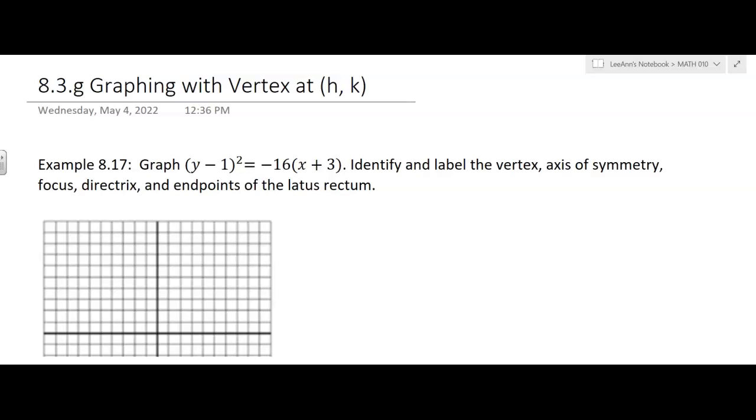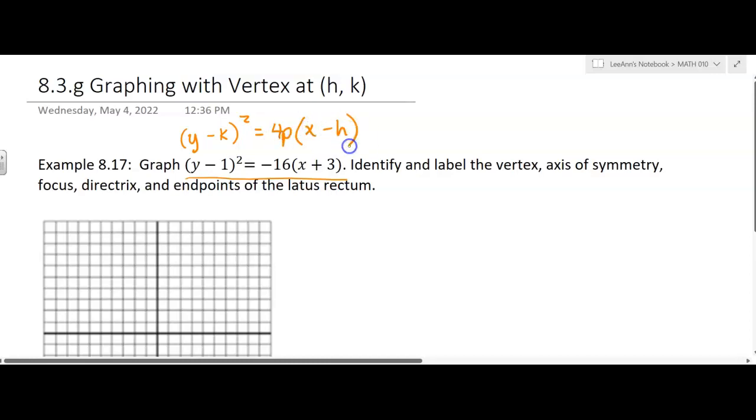Right, so now we're going to graph a parabola with a vertex at (h, k). So we look at the form that they give us. They give us this equation here, and it's in the form (y - k)^2 = 4p(x - h). Okay, so then we have to figure out what everything is. So you might want to make yourself a little chart.